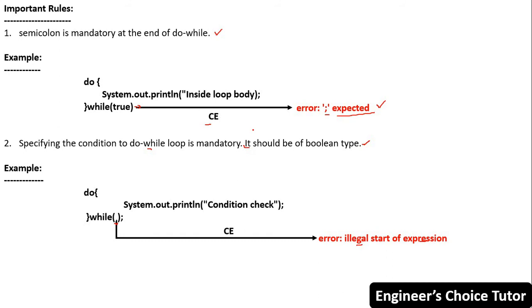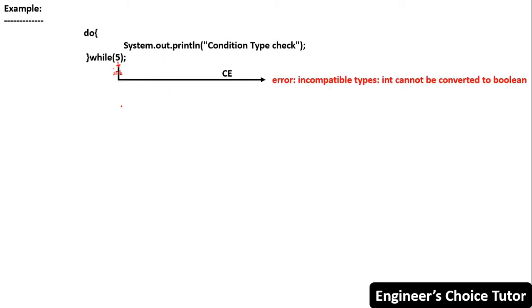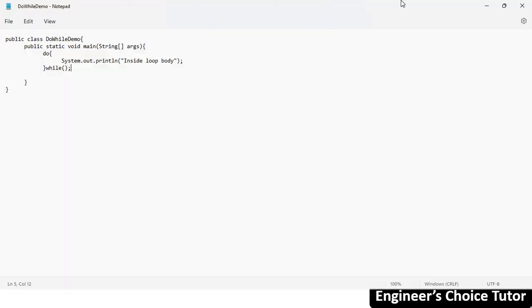The next point is what? It should be of Boolean type. But in this example, see, the condition value is of what type? Int type. So I'm using int type. Because of that reason, I will get a compile time error saying incompatible types, int cannot be converted to Boolean. If you want to see this also, let me show you right away.